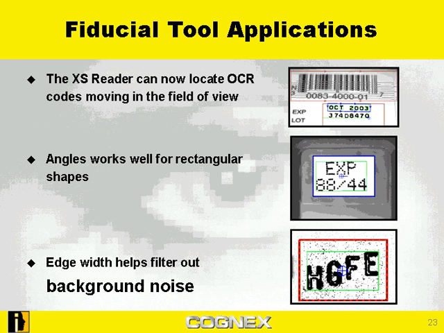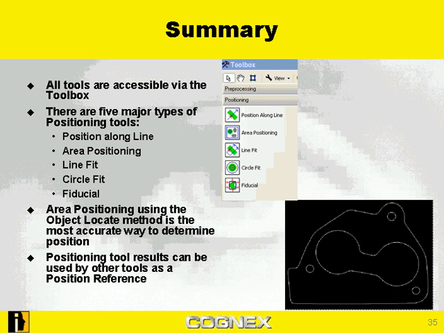It's a very fast operating tool. The ability to come in from all sides is nice when you have a rectangular shape to report an angle on. And again, it does have the edge width filter, so we can use it in noisy environments or places where our images are not perfect.